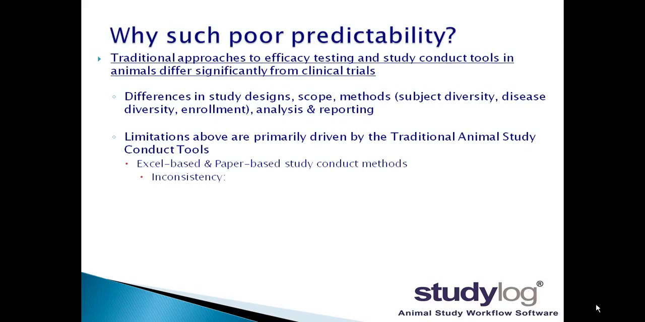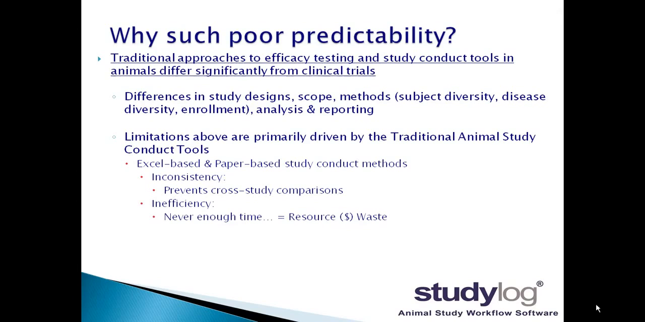This leads to significant inconsistencies across labs and even within a single investigator from one study to the next, which prevents cross-study comparisons. There's a great deal of inefficiency because of all the manual steps that are involved, and there's never enough time. Every researcher I know never has enough time, and that's really due to the tools that they're using and the limitations. Data integrity is impacted, mistakes happen. We see errors in recording, in transcription, copying data, and they remain undetected.